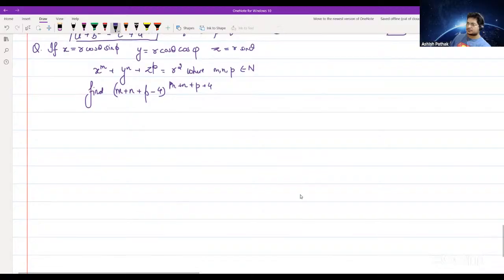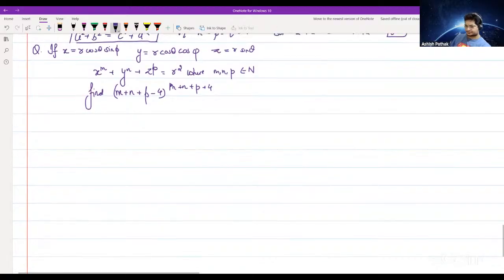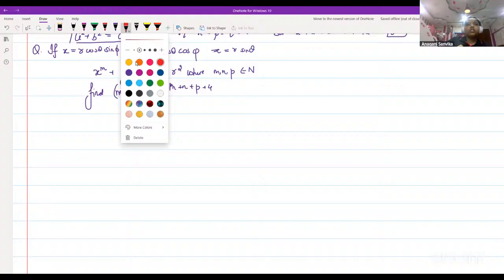Now, do the similar kind of thing in the next problem. Whatever you had done in the previous one, you have to do the same thing in this one, and you have to find the answer. Can you do the same thing? Okay. So what it is, is cos theta sin phi.